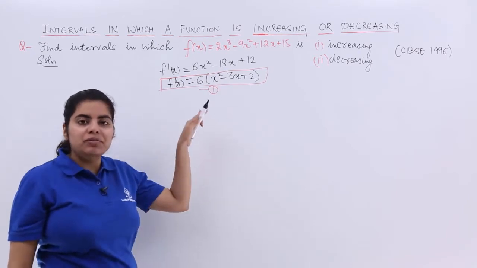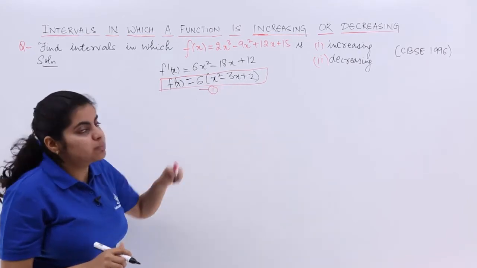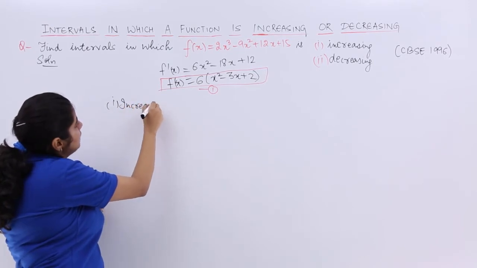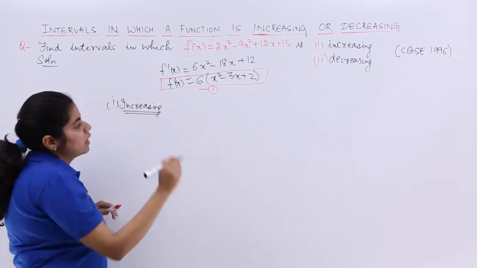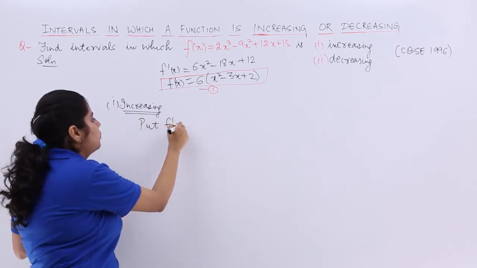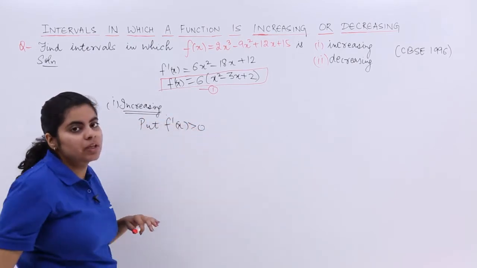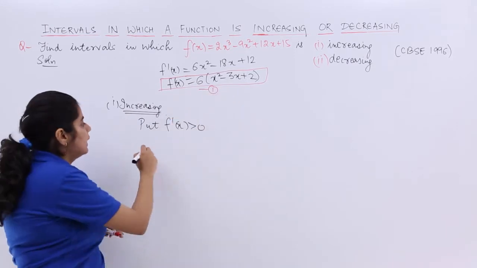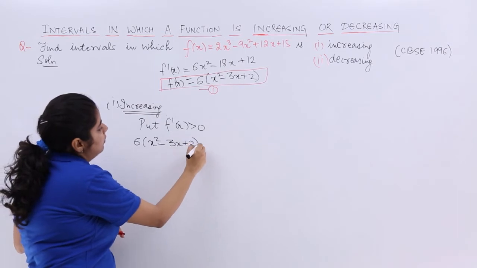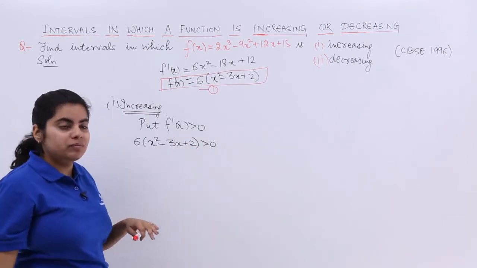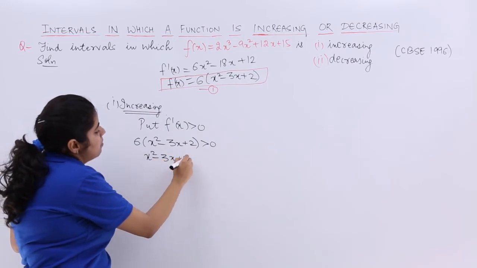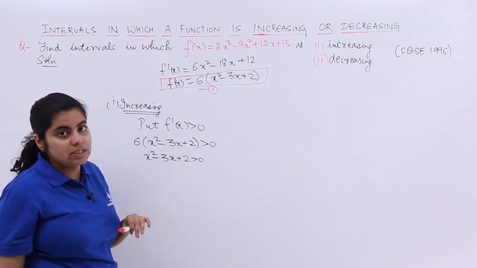Now, f'(x) is found out. First part is for increasing. So let's write the first part. Let's write increasing. That's it. For increasing, you definitely know that you have to put f'(x) greater than 0. Putting the given thing greater than 0 means 6(x² - 3x + 2) greater than 0. 6 can be eliminated easily. So it is x² - 3x + 2 greater than 0.